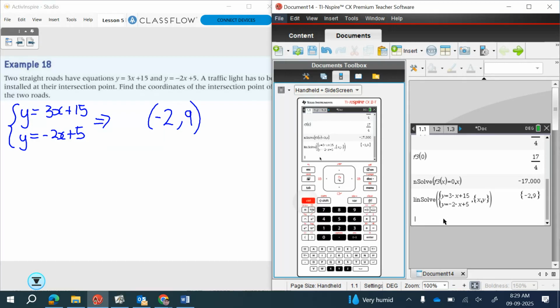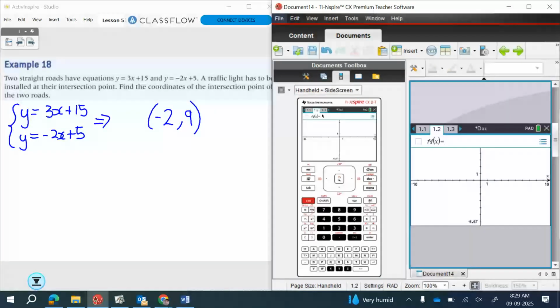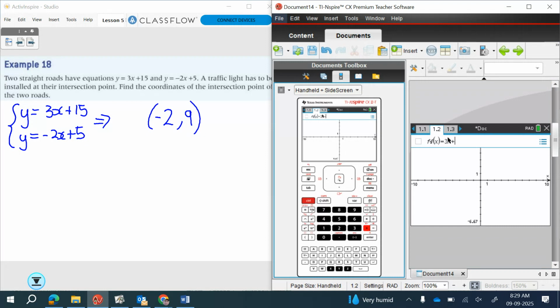Graphically, we can get a visualization of how this one looks. We would have to enter the two functions in, 3x plus 15, and then we press tab to put in an extra equation onto the same graph, minus 2x plus 5. We can't see the intersection point because it's up here at the top. We already know the answer is 9, so we need to go a little higher.